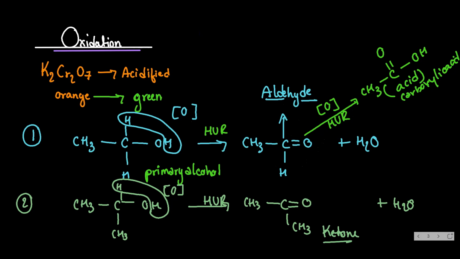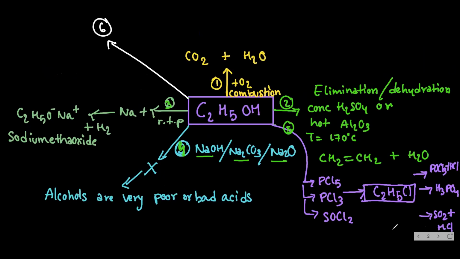Some questions can be like, if you don't want acid, if you want to stop at aldehyde, what would you do? Stop heat under reflux. If you stop heat under reflux and do distillation, you're just going to produce aldehyde and you can extract it out. But if you continue providing heat under reflux and no distillation at all, you're going to produce carboxylic acid whatsoever, right? That's all about alcohol's reactions.